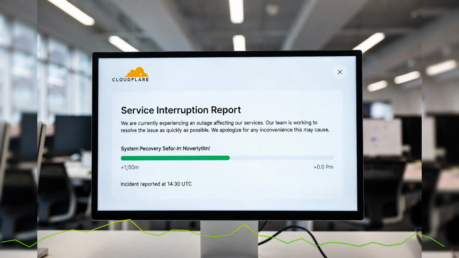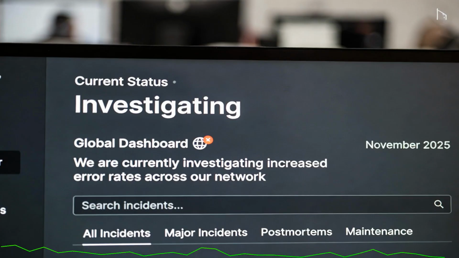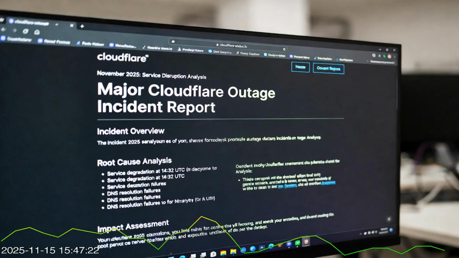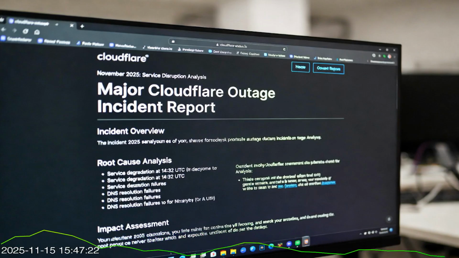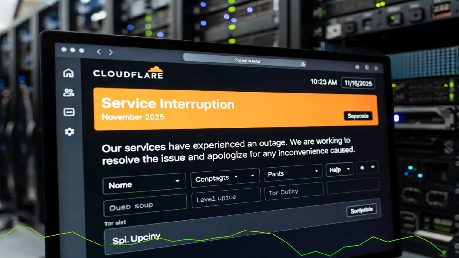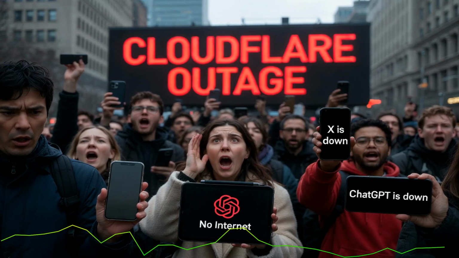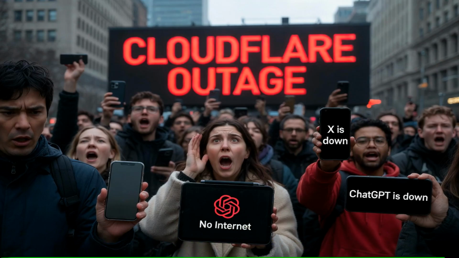To understand the engineering failure, we first need to establish the sequence of events. This wasn't a malicious attack. It wasn't a DDoS that overwhelmed the pipes. It was, as is almost always the case in high-severity incidents, a self-inflicted wound born from maintenance. According to the incident report, the trouble began at 1342 UTC.